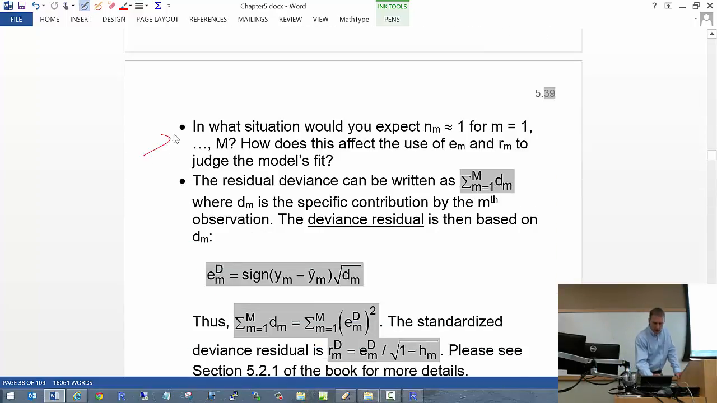So in what situation would you expect n sub m to be approximately 1 for all your observations? Well, let me back up. This should be with respect to the chapter 2 models.